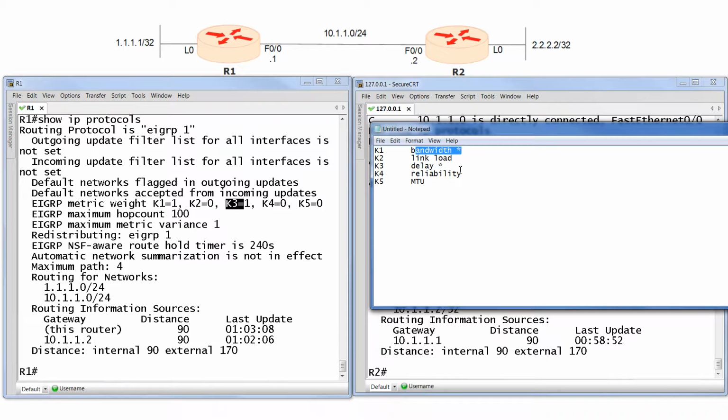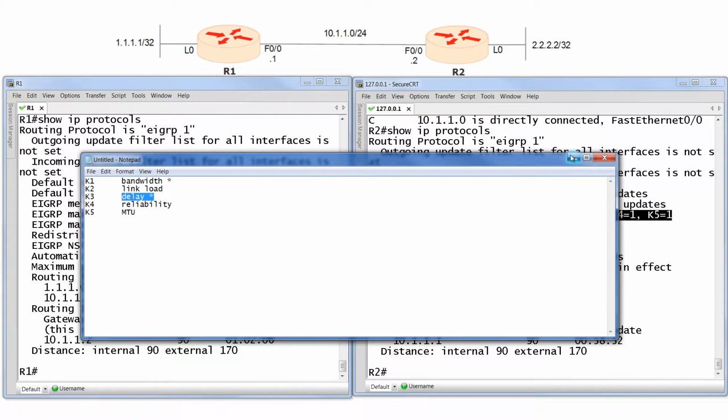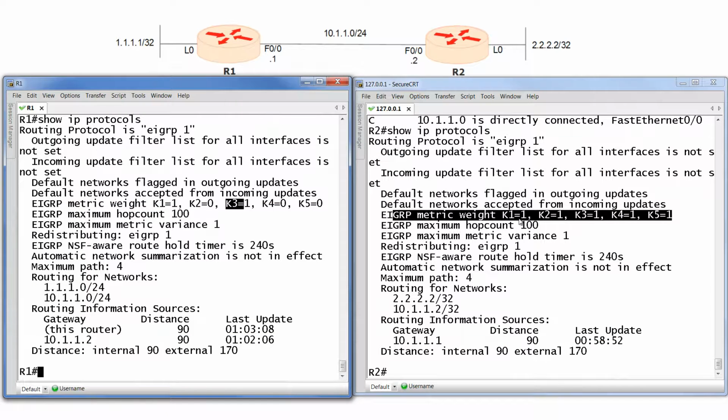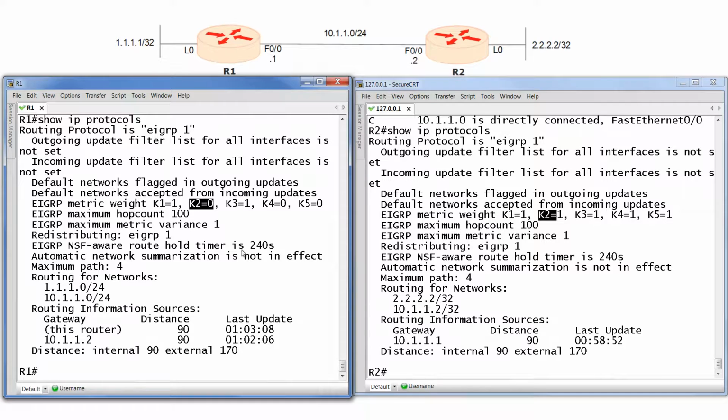So we use bandwidth and delay, but on this router, yes, I changed it and I said, can you be so nice and use K2, K3, K4, K5, K1, just everything. And EIGRP doesn't like it. You have to have the same values for your metric on both routers. Does that make sense? So if you say, I want to include this value on R1, well, you have to include it over here as well. If you include it here, you can't say, no, I don't want to have it here.